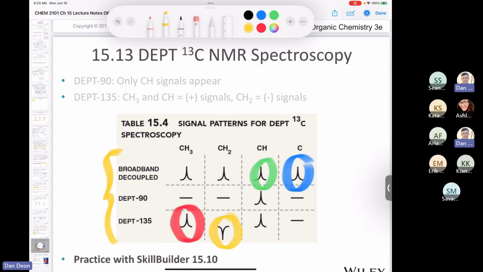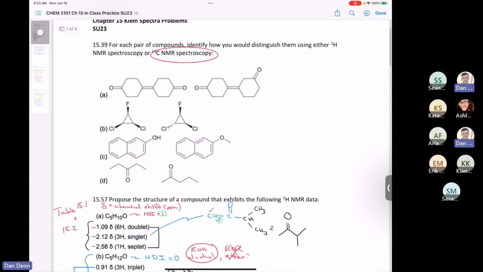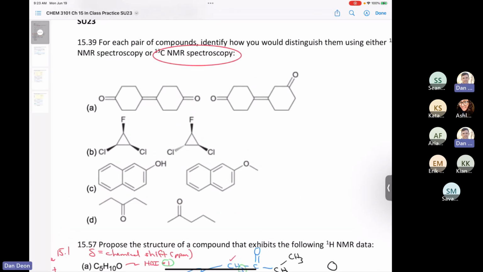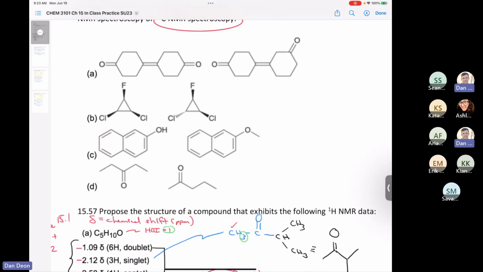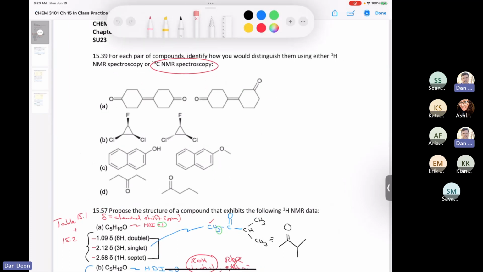So now what I want to do is go back to that set of problems that we were doing before, and take a look at a couple of problems here. Why don't we start with problem 15.39D. We're going to jump around on some of these problems, and trust me, I have a method to my madness here. So 15.39 says, for each pair of compounds, identify how you would distinguish them using either proton NMR spectroscopy or carbon-13 NMR spectroscopy. You know what, let's make it simpler. We'll start with A.